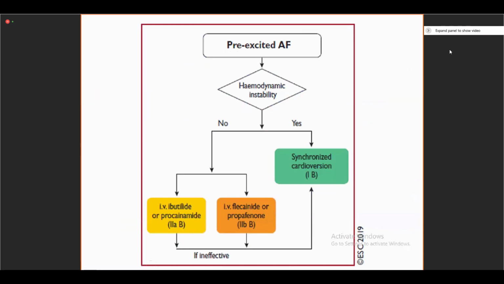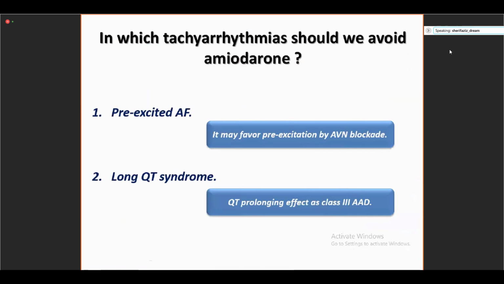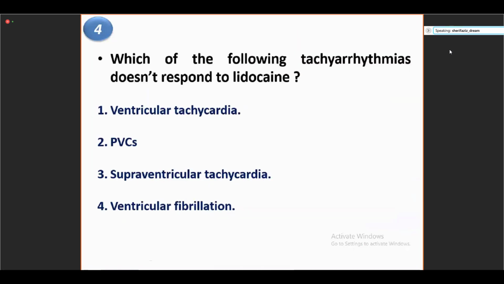Yes, as we can see here, procainamide and ibutilide, and also flecainide and propafenone. But we cannot use amiodarone, and we cannot use digoxin, beta blockers, or calcium channel blockers. So procainamide is the medication of choice. Okay, so in which tachyarrhythmia should we avoid amiodarone? Pre-excited AF and long QT syndrome, because amiodarone, as a joker antiarrhythmic medication that can be used in many disorders, can prolong the QT interval, so it is contraindicated in pre-excited AF and long QT syndrome.